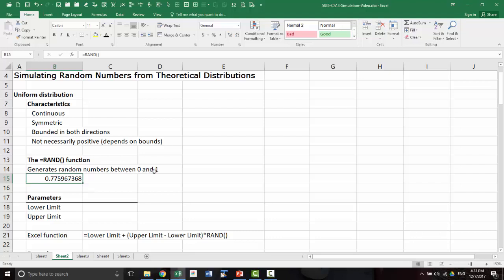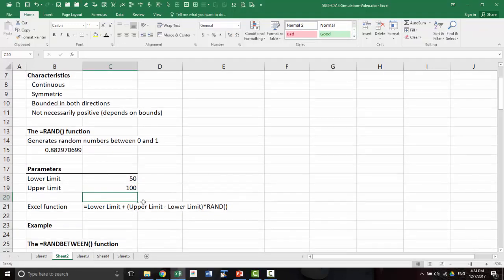It is a value between 0 and 1, but what if you want a random number from a uniform distribution between a lower and an upper limit? For example, if the time between failures of a machine breakdown is anywhere between 50 and 100 hours, uniformly distributed. So we have a lower limit of 50 and an upper limit of 100. How do you generate a random number in this range, which is continuous?